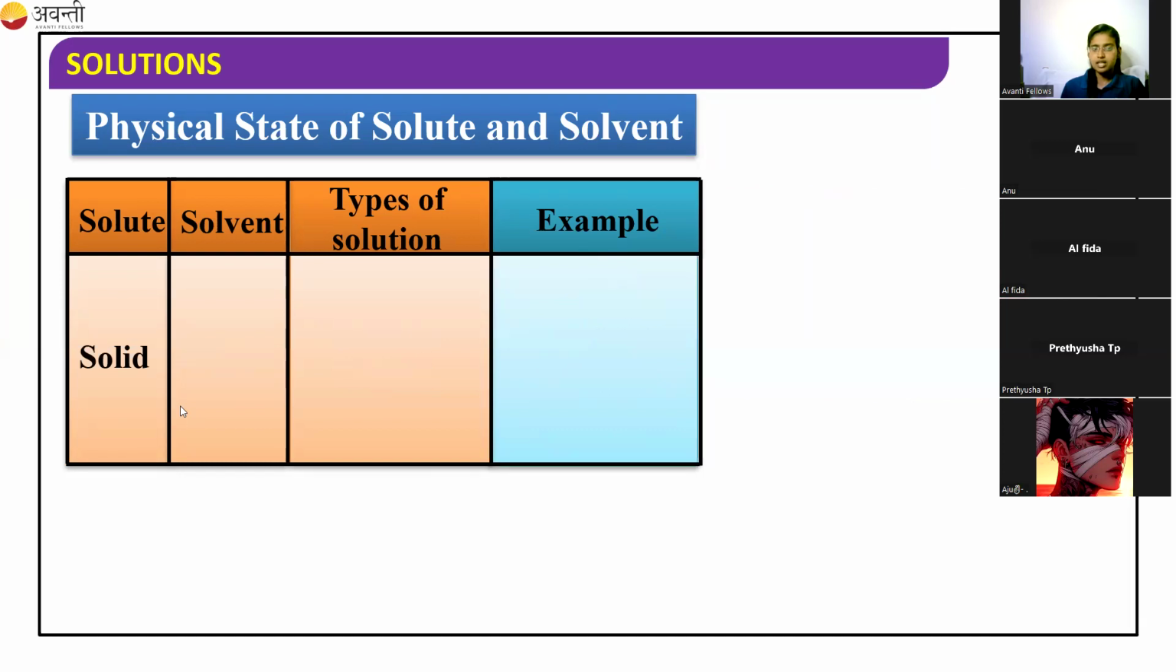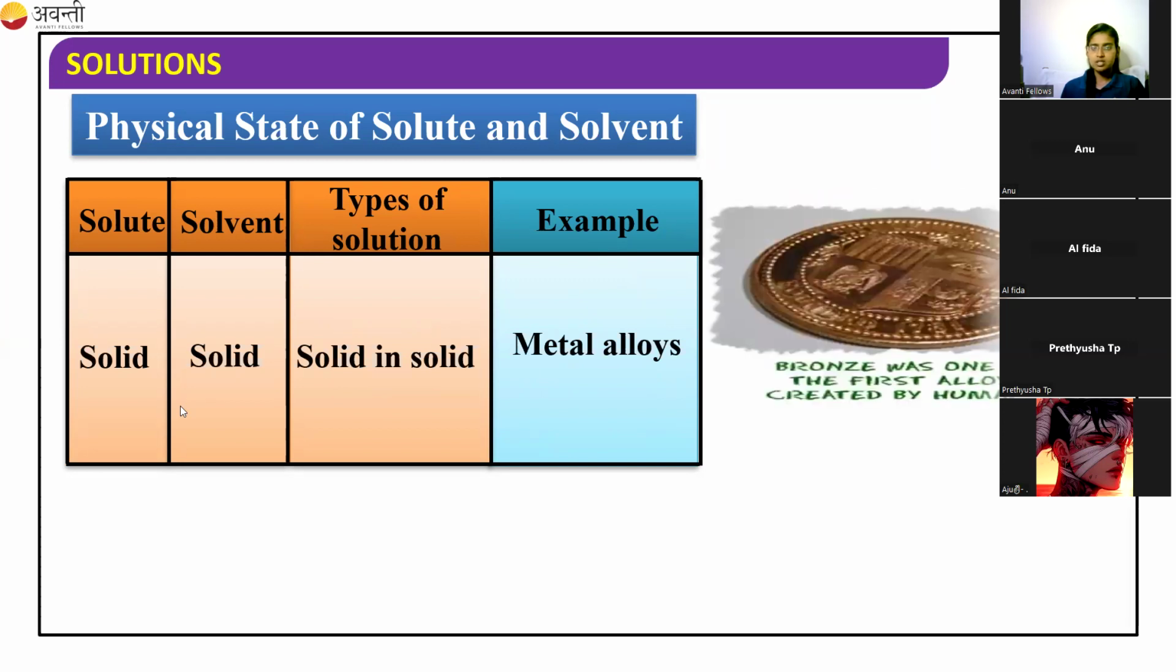Then coming to the last type, solid and solid type. So the example is metal alloy. What is an alloy? Two or more metals combine to form an alloy. So in that case, both of them are metals, so both of them are solid. So it is an example for solid and solid type.